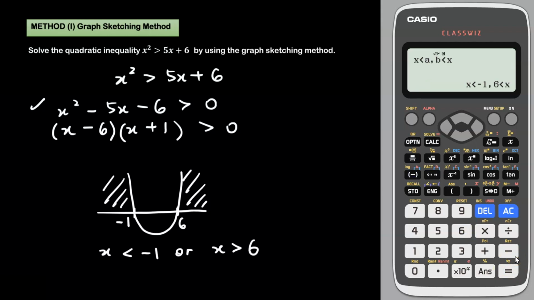Okay, so the answer is x less than negative 1. Or, okay, this one, 6 less than x, right? We're going to swap them around so we get x more than 6. It shows that our answer is 100% correct.